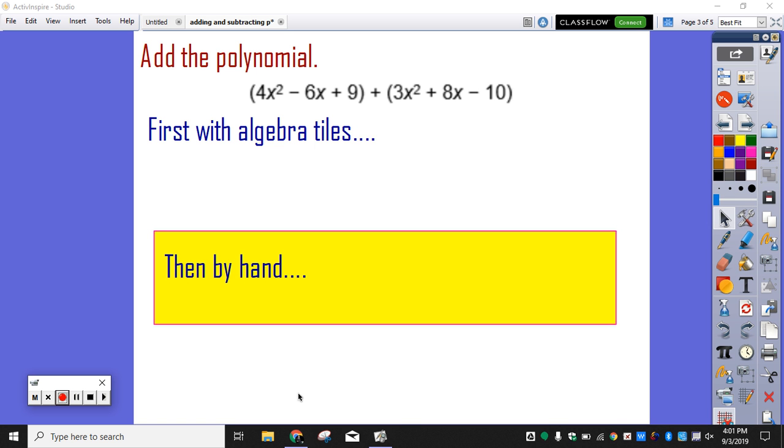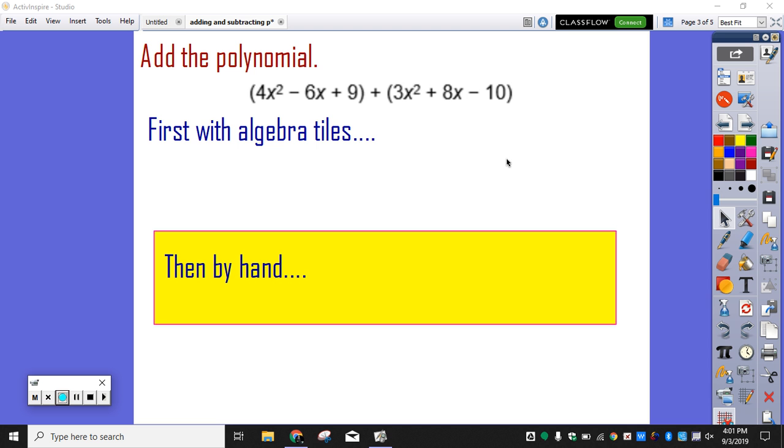Hello, this is Mrs. Taylor, and I am going to demonstrate for you how to add polynomials, first with algebra tiles, then by hand. So in this example, we have the polynomial 4x squared minus 6x plus 9, and we're going to add it to a second polynomial, 3x squared plus 8x minus 10.